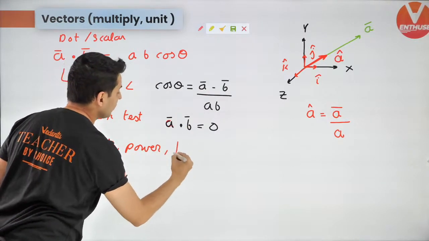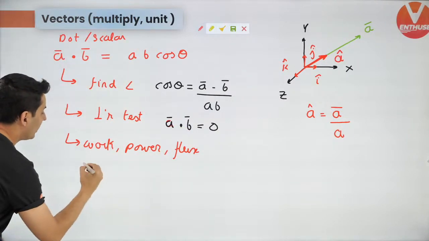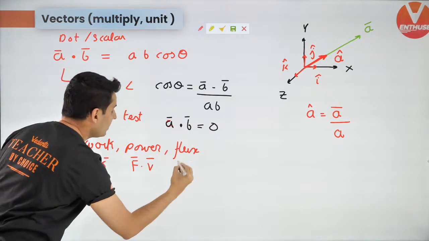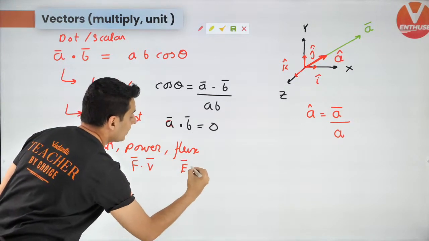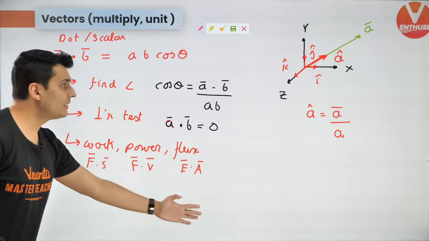In fact, you will learn later on flux. All these things are based on dot product. Work is F dot S. Power is force dot velocity. Flux is field dot area. So that's how it works. So it is used for all these quantities.